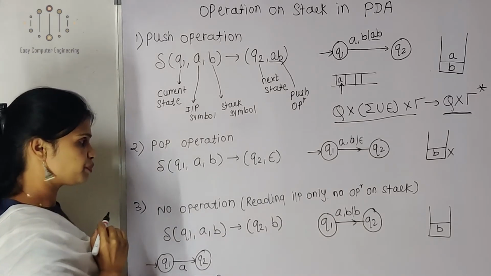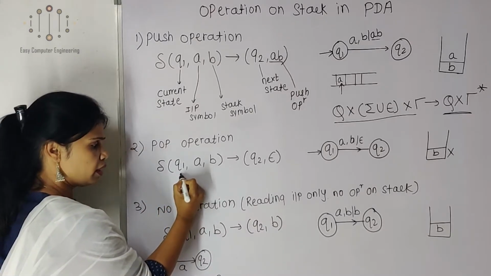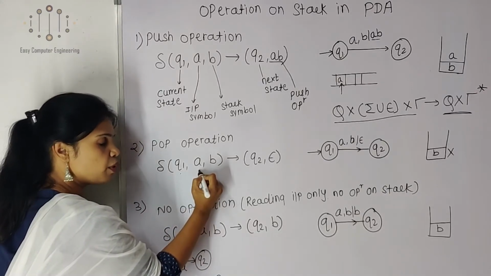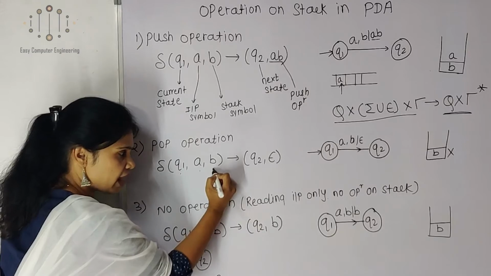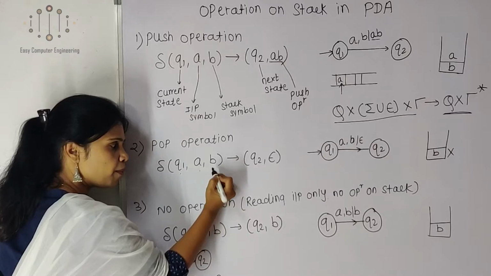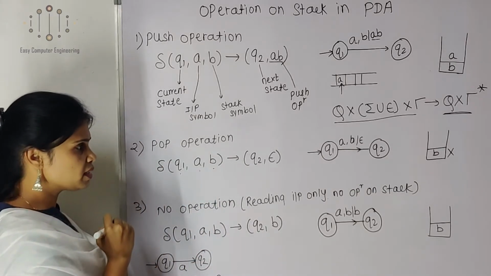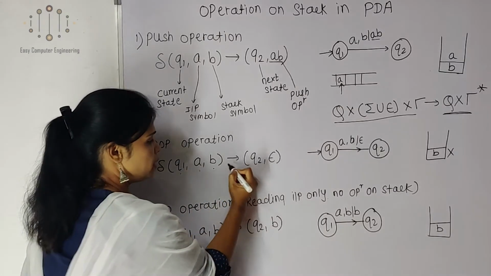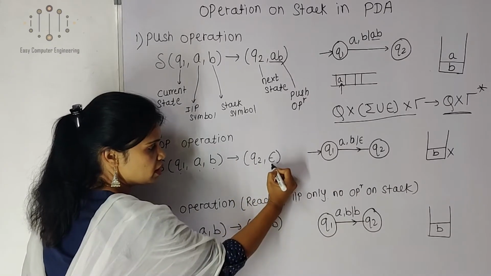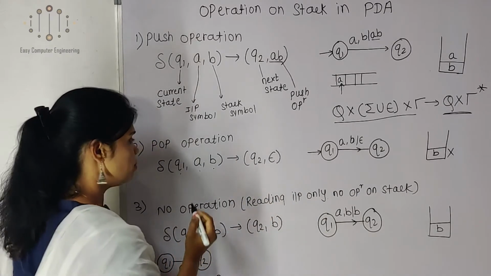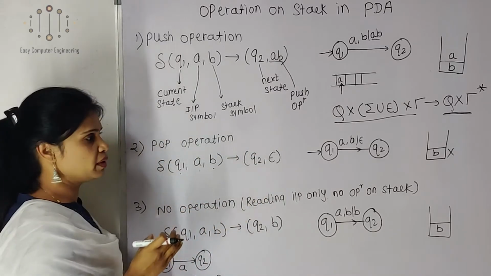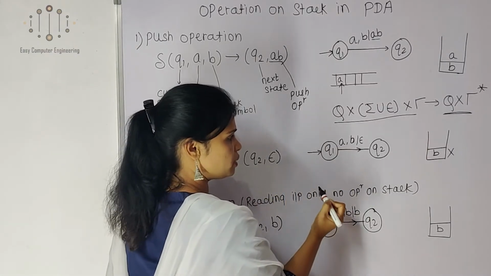Okay, pop operation. In the same way, from state Q1, if the current input symbol is A, and in the stack, this third is representing, if in the stack there is a B, pop this B. What is the meaning? How can we show that pop operation? We are going to show this with the help of epsilon. Means we are moving from one state to another state with the help of the pop operation. So here is the representation.